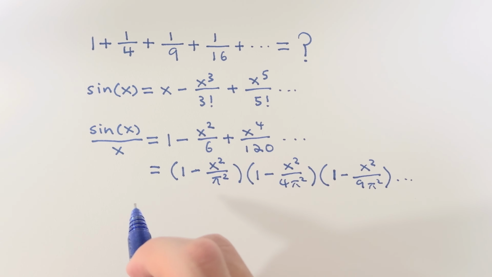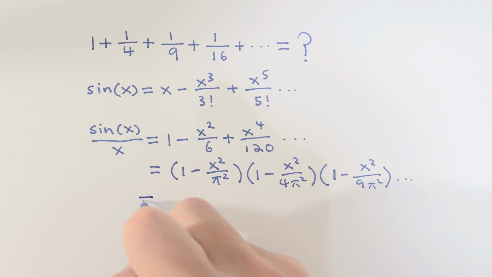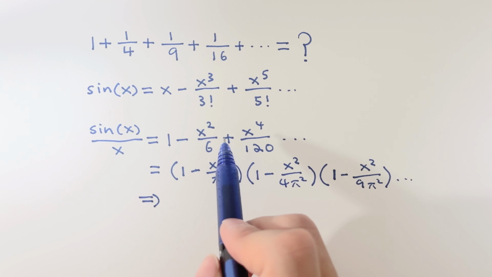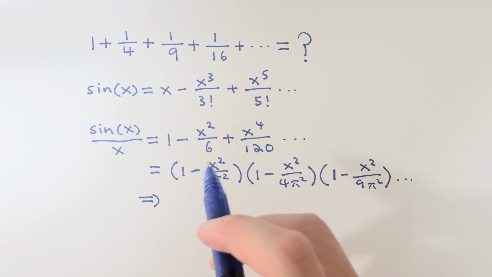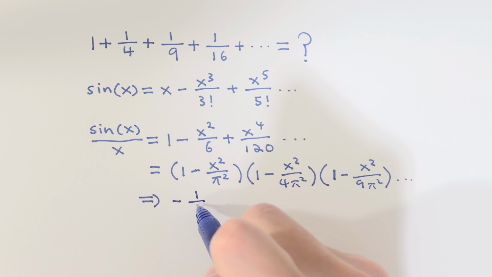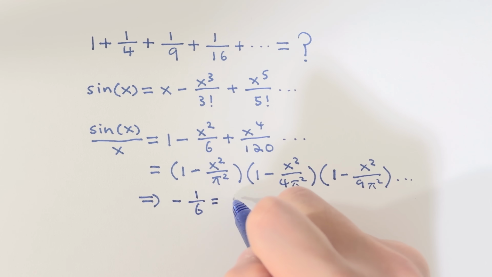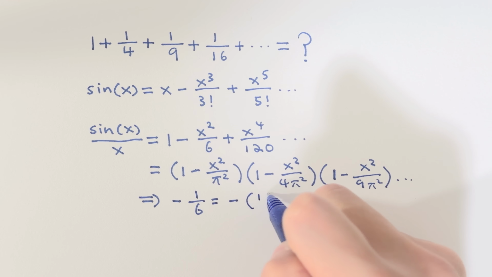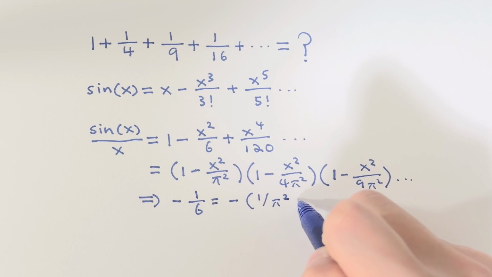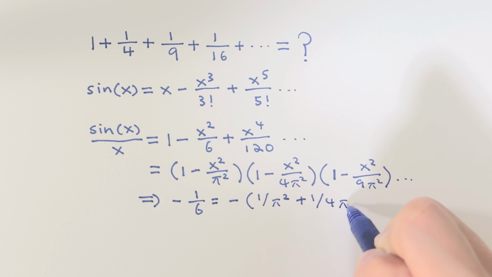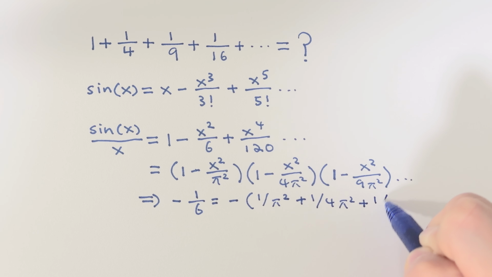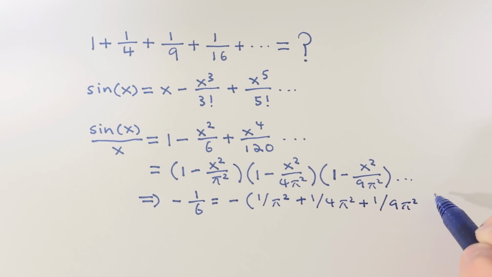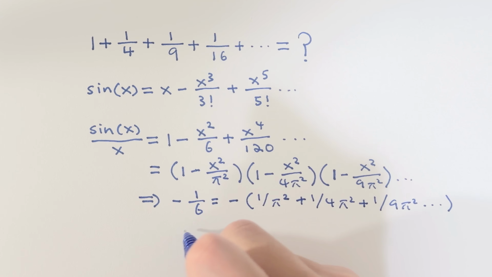The result: if you have negative 1 over 6 equals negative 1 over pi squared plus 1 over 4 pi squared plus 1 over 9 pi squared, then the result is just going to become pi squared over 6.